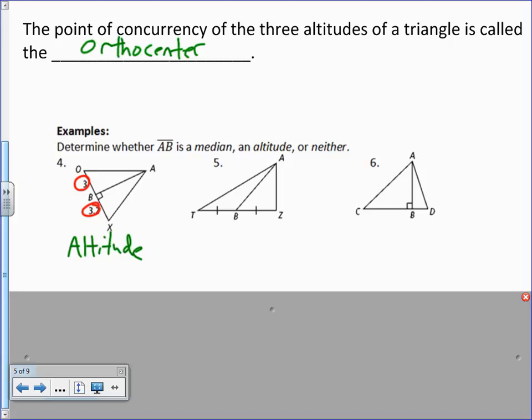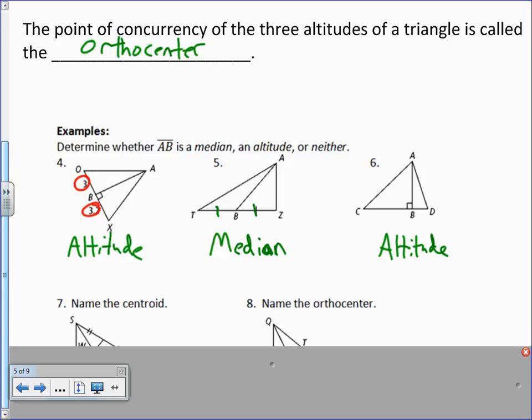Next one, we have that they're congruent, so for sure, if it's going from there to the vertex, it's definitely a median. And it doesn't look like an altitude because it's not a perpendicular line to the opposite side. Now number 6 is definitely not a median because it's not cutting CD in half, so this is going to be a perpendicular altitude. All right, so knowing the difference between those two.